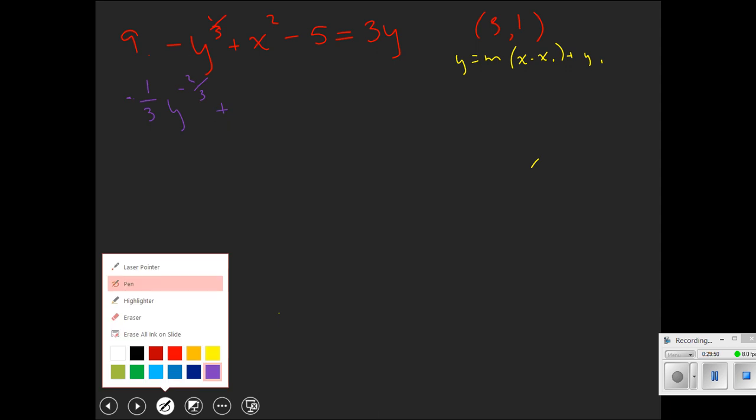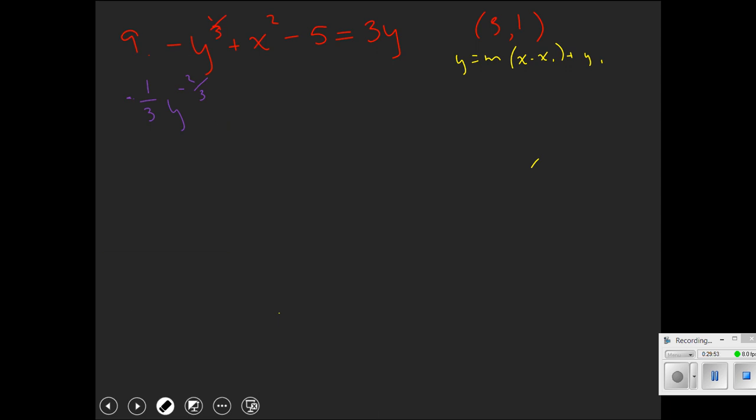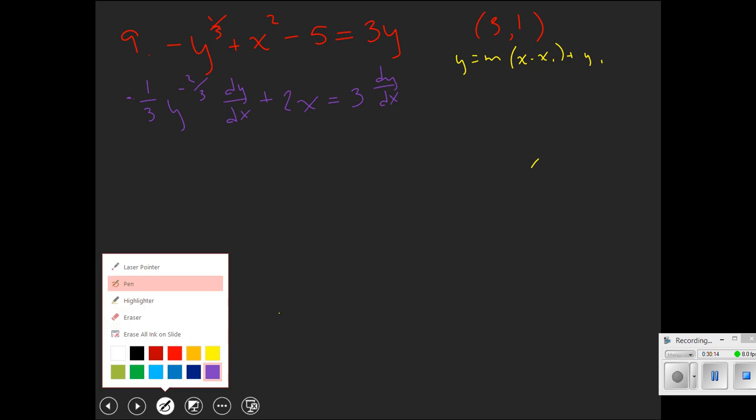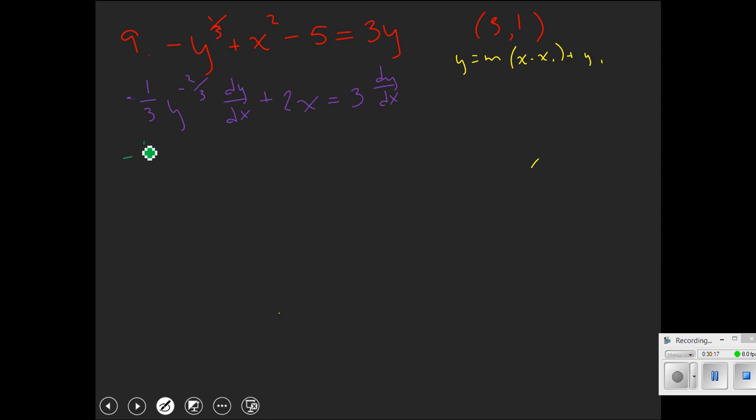It comes out to negative 1/3 y to the negative 2/3 times dy/dx, because we took the derivative of y, plus 2x, the minus 5 is gone, and then equals 3 dy/dx. And we're ultimately trying to solve for dy/dx. I'm going to just cheat a little bit and plug in the points here. I think that would be faster for this one. So we have negative 1/3, y is just 1, to the negative 2/3, dy/dx plus 2 times 3 equals 3 dy/dx.